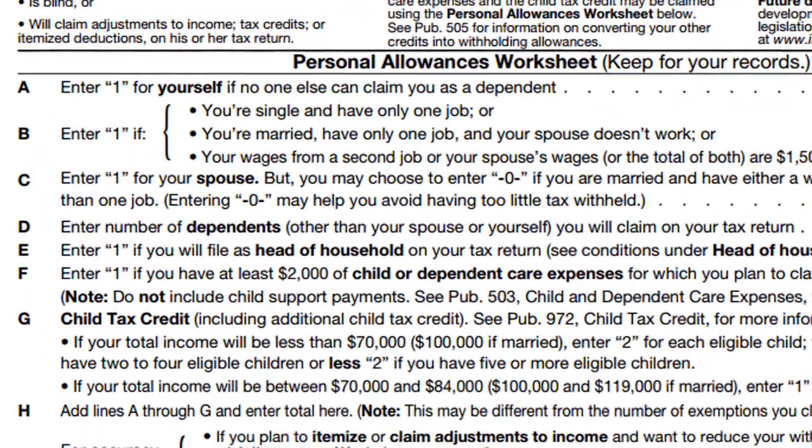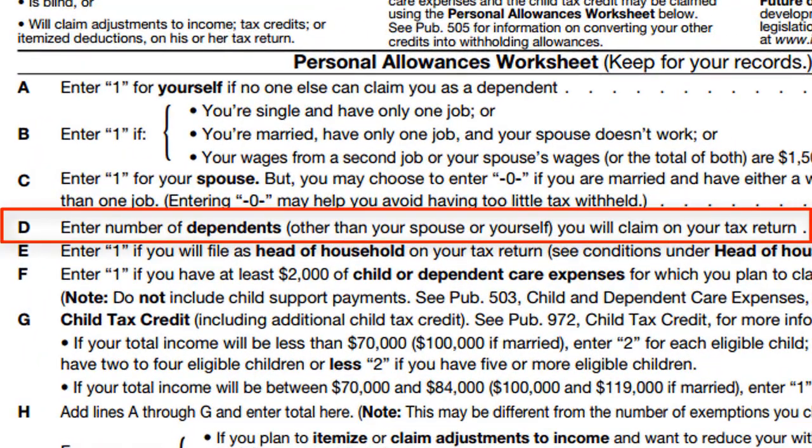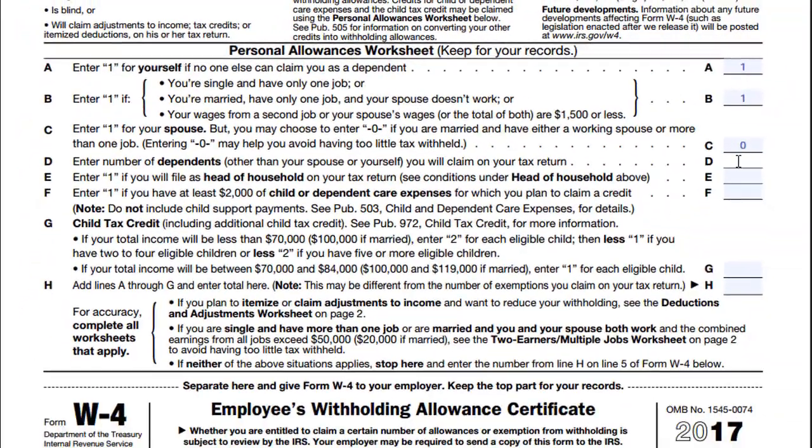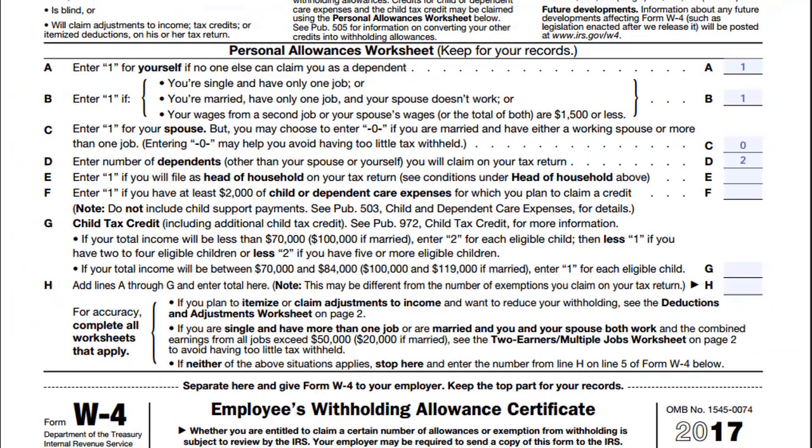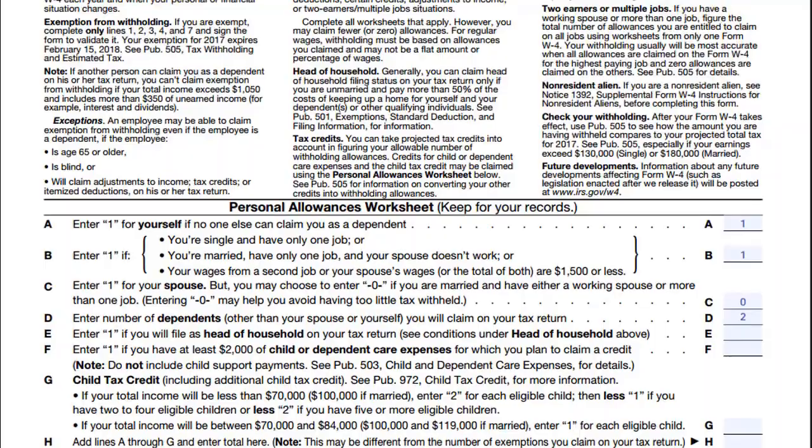Line D. Enter the number of dependents, other than your spouse or yourself, you will claim on your tax return. Susan has 2 dependents. Susan enters 2. Line E. Enter 1 if you will file as head of household on your tax return. See conditions on the head of household above. Let's look at the conditions of head of household to see if Susan can claim head of household.